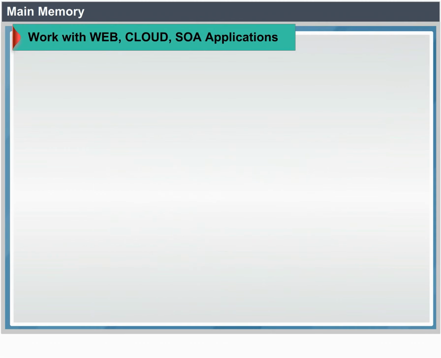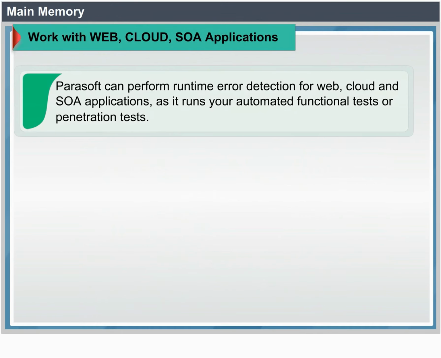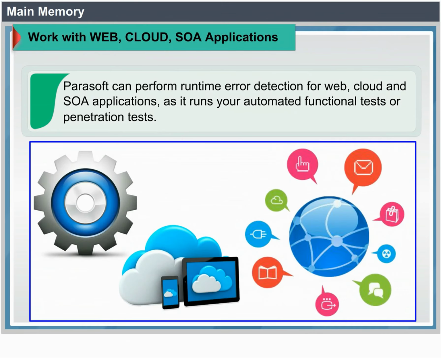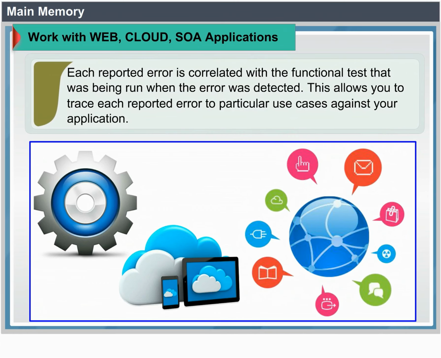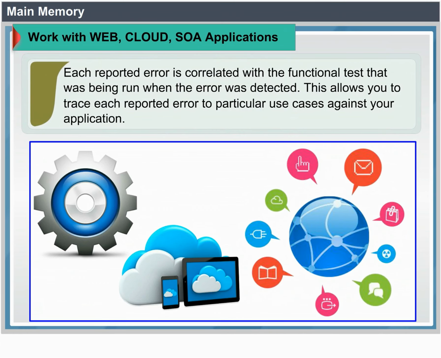Work with web, cloud, SOA applications. For web, cloud, and SOA applications, Parasoft can perform runtime error detection as it runs your automated functional tests or penetration tests. Each reported error is correlated with the functional test that was being run when the error was detected. This allows you to trace each reported error to particular use cases against your application.